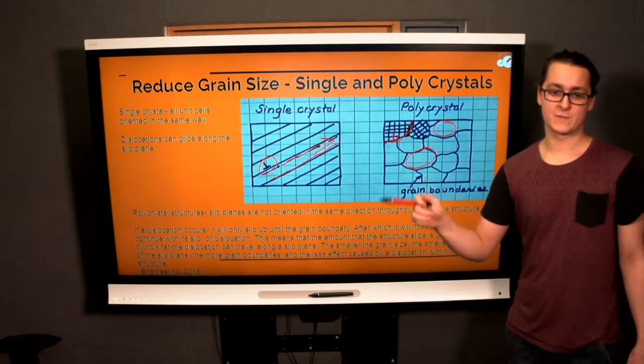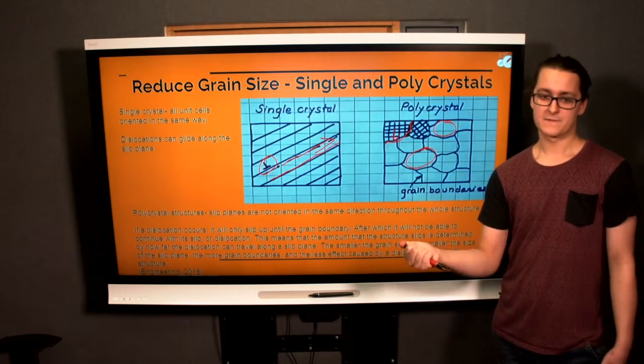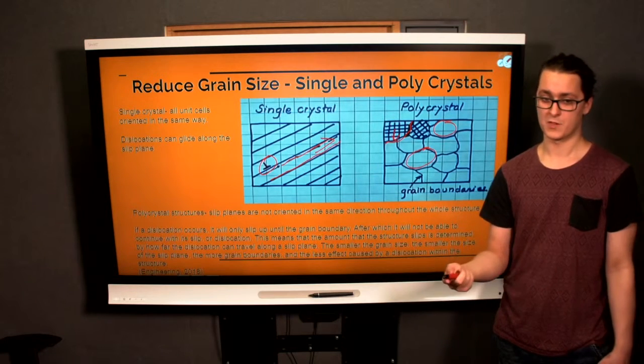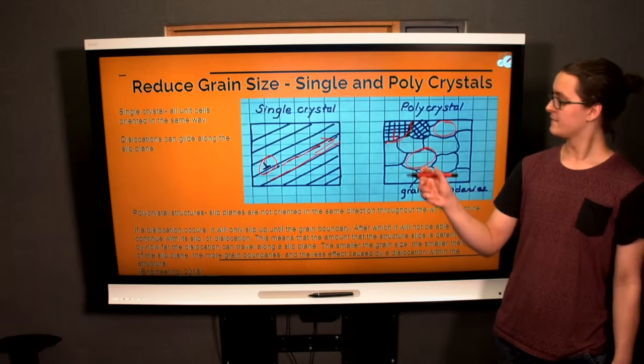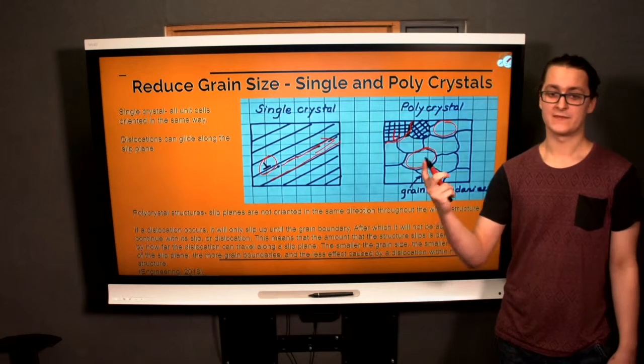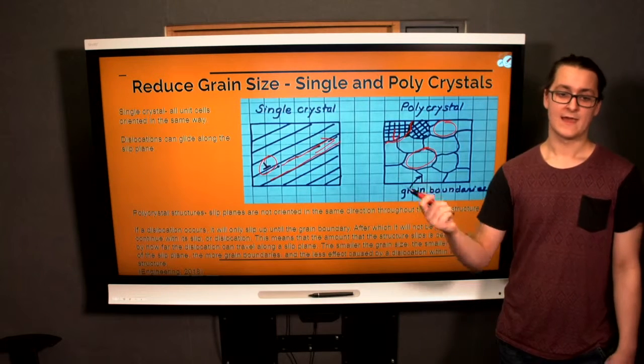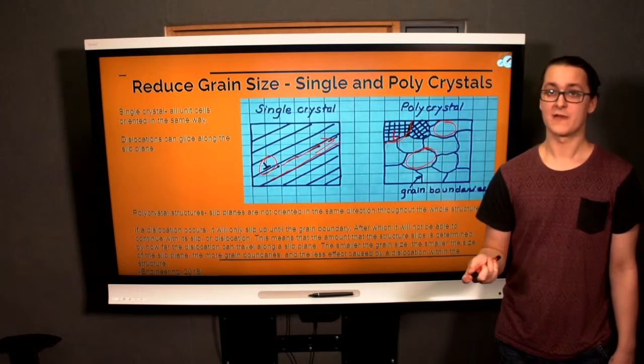So it essentially just means that the amount that the structure slips is determined by how far the dislocation can travel along a slip plane. So the smaller the grain size, the smaller the size of the slip plane, the more grain boundaries in between, and the less effect caused by a dislocation within the structure.